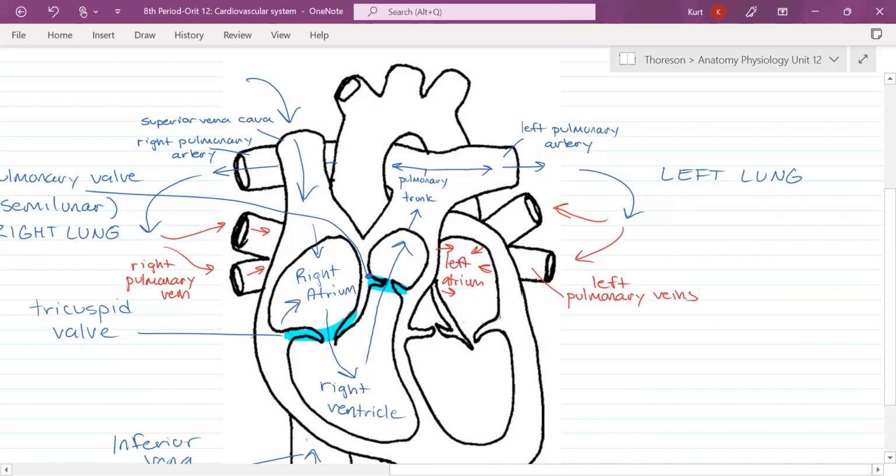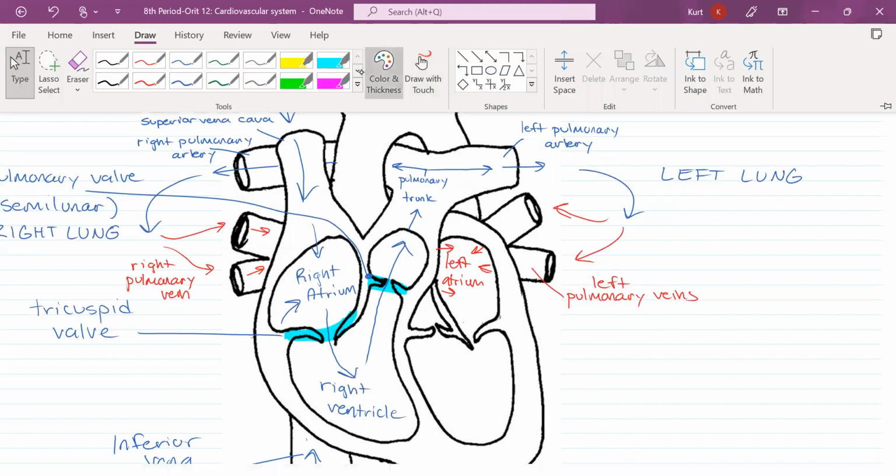Do you see the valve at the bottom of the left atrium? I want you to use your other highlighter. I have a pink one, I think.